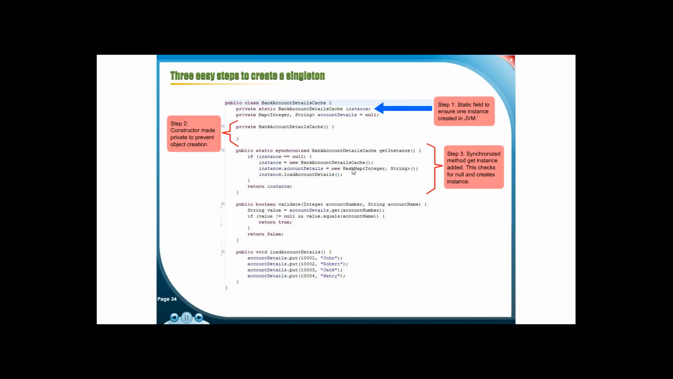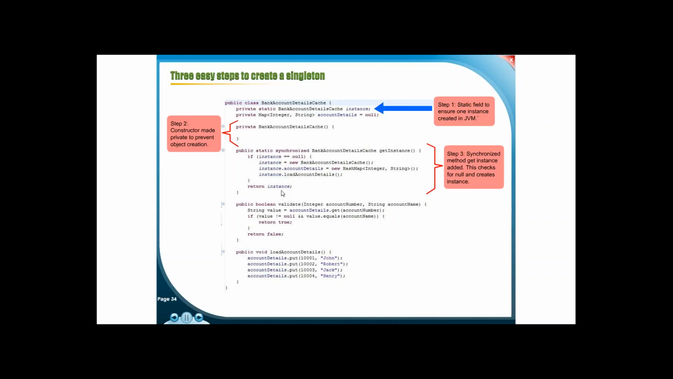And onto that map, you can put some data also. So what data? Load account details. There is another method which would add data. You can see load account details here. Account details, some name and number. Name and number are added. And finally, return that instance.